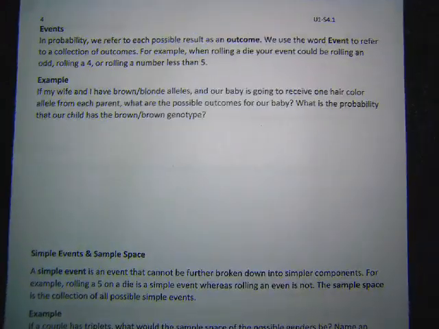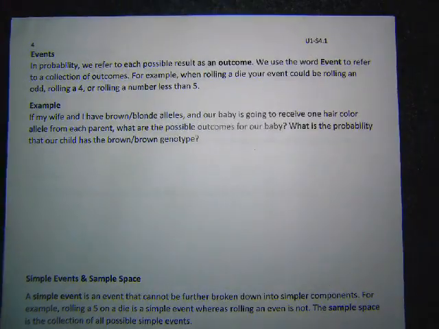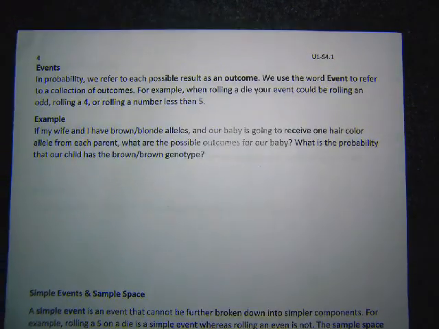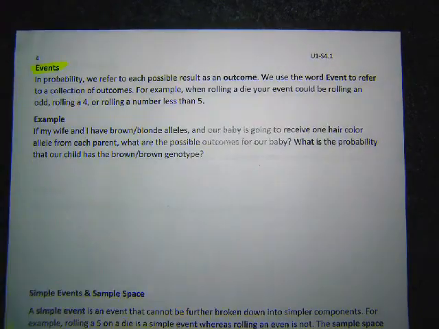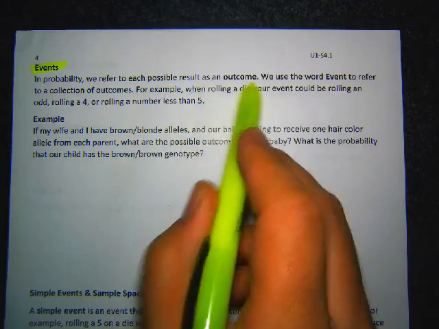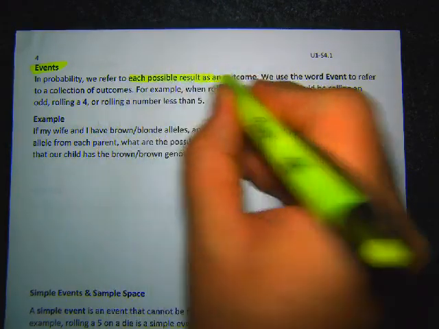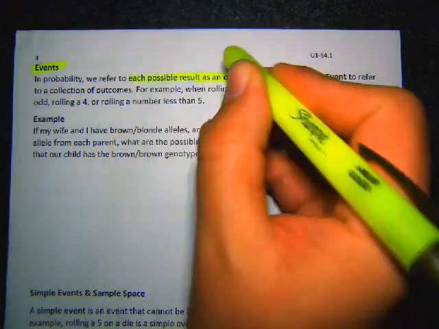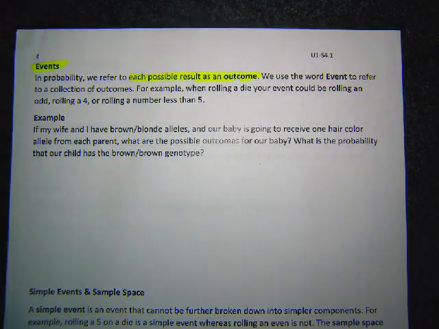Okay. Let's talk about some definitions, some terms we're going to use throughout the rest of this chapter. First one is events and outcomes. So in probability, we refer to each possible result as an outcome. So every different result you could get. So when I'm looking at that die, I can say when I roll a 1, that's an outcome. It's one of the outcomes. Rolling a 2, rolling a 3, rolling a 4, those are all outcomes.